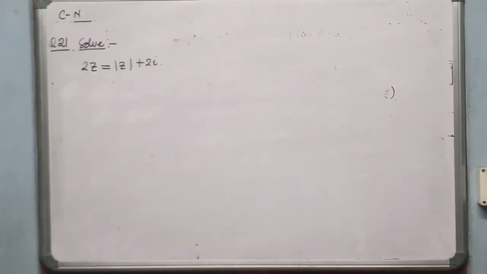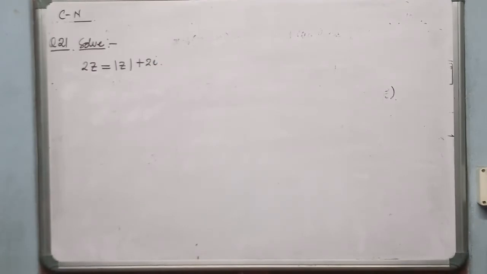Now over here, one very short and sweet question is there. This is important for the entrance examination. Question number 21: solve. Solve means that you have to calculate the value of z. Over here the unknown is z, the complex number that we are going to calculate. Now 2z is equal to mod of z plus 2i. The following equation is given.